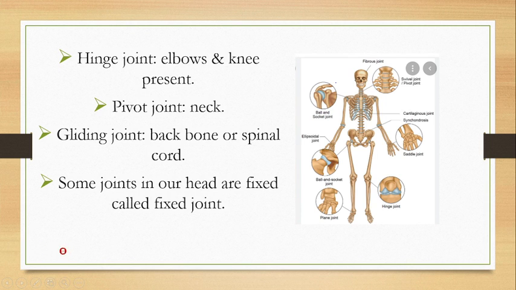So the first one is the ball and socket joint, with an example in the shoulders. The next one is the hinge joint, which we can see in the elbow and knee. The pivot joint we can see in the neck, and the gliding joint we can see in the back, the spinal cord. Some joints in our head are fixed, so they cannot move. Those are called fixed joints.